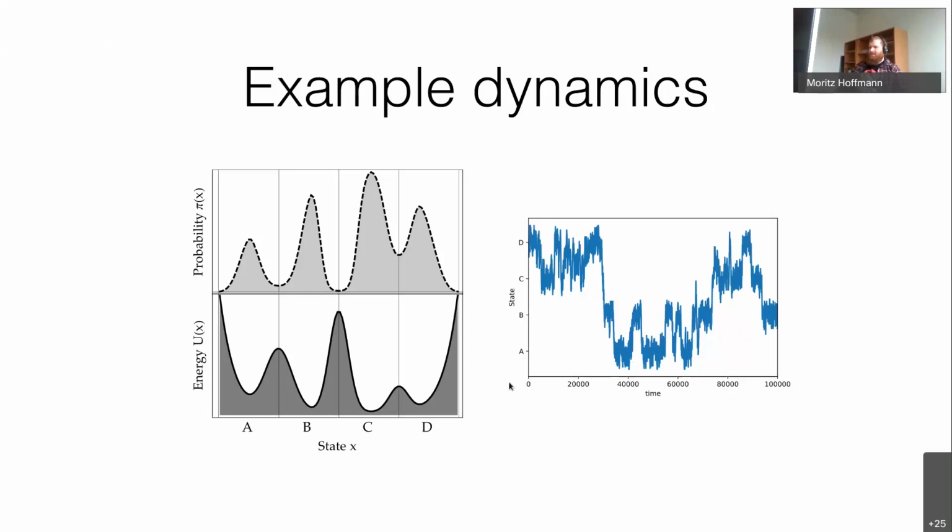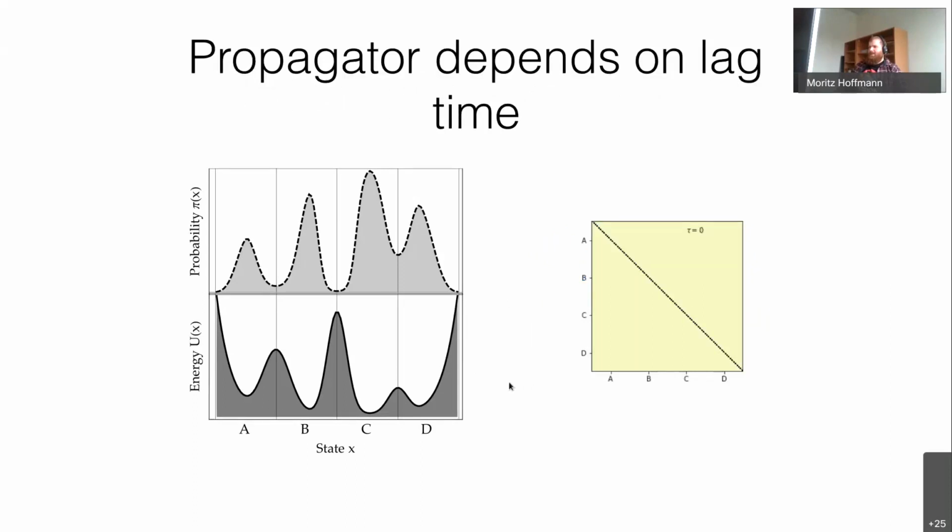So this is the example dynamics that we're going to look at for now. And if we look at the propagator for that, we can imagine that we have a vector of probabilities that describes the state of our system. The state of our system would be, where is my particle? So you put a 1 there.